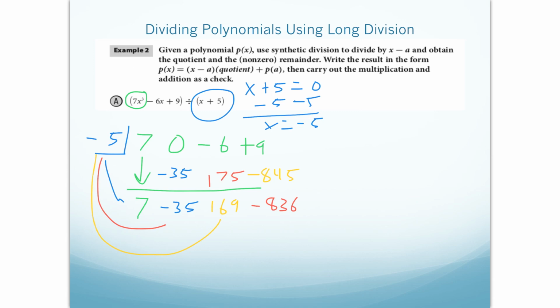This is way quicker than long division. We started with 7x to the third. We factored one of the x's out, so now we're down to x squared. So it's 7x squared minus 35x plus 169, and then the remainder is negative 836 over our original factor, which is x plus 5. We also could have written this as, instead of having the minus up there with the 836, we can write it right there. So instead of plus and negative, it's just subtracting 836 over x plus 5 at the end.